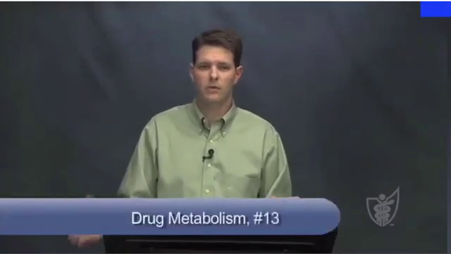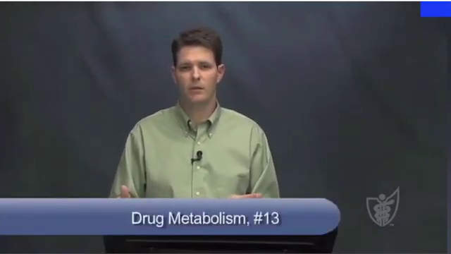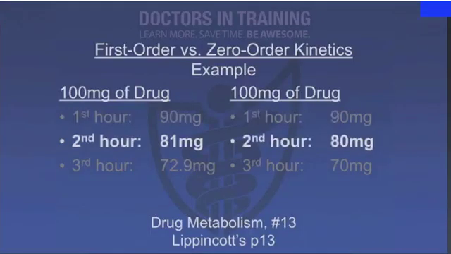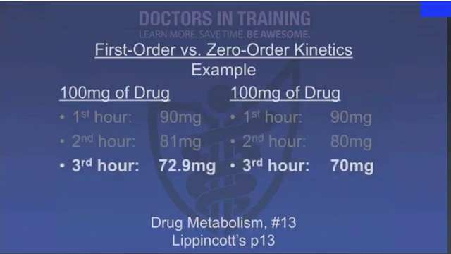So you start out with 100 milligrams in the body, and after the first hour you metabolize 10 milligrams of that because this is zero-order kinetics, and you're left with 90 milligrams. Well, that's the same for first order and zero order. But in the second hour, what are we metabolizing? Well, we're metabolizing a constant amount. We're going to metabolize 10 milligrams of that, so we go from 90 to 80. And in the third hour, we're going to metabolize another 10 milligrams, so we're going from 80 to 70, and so on.